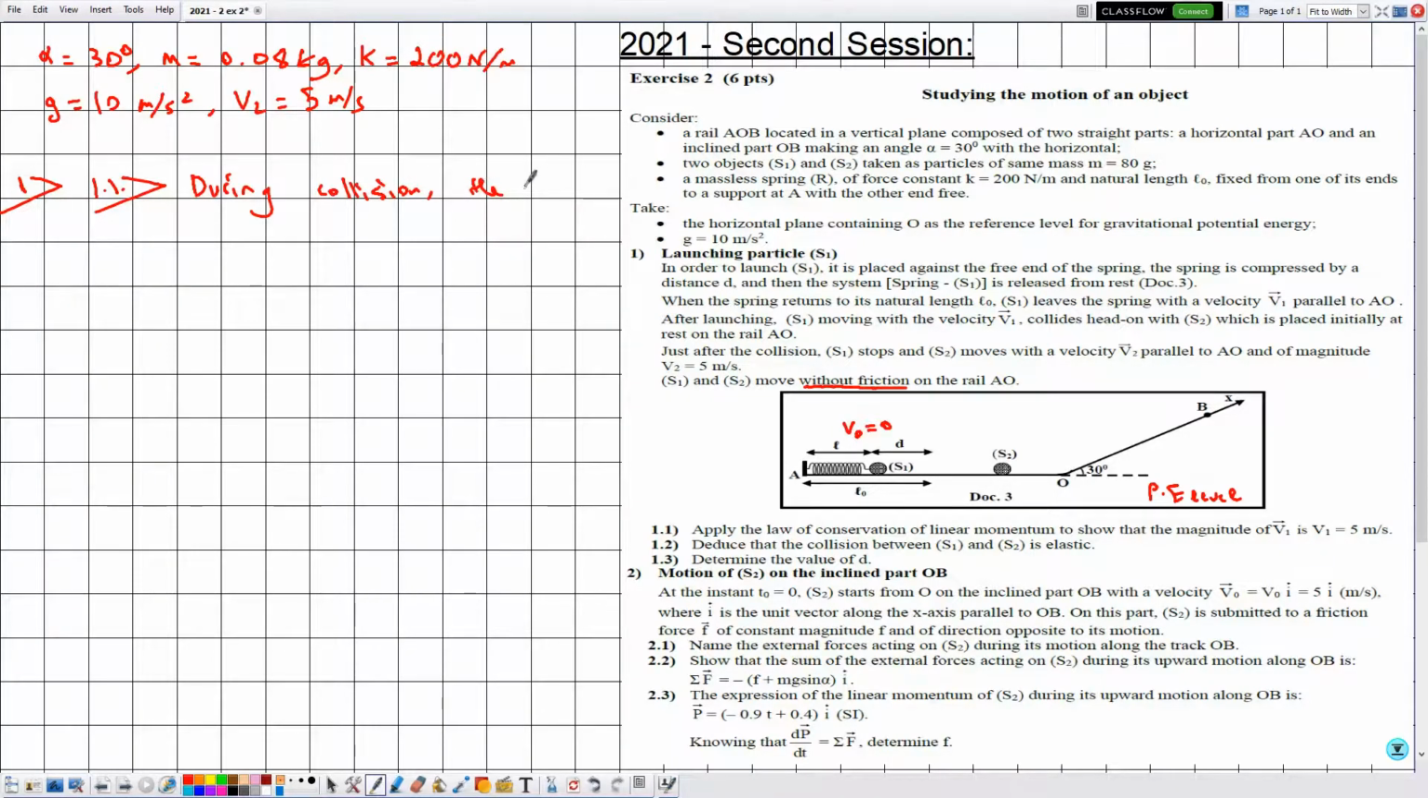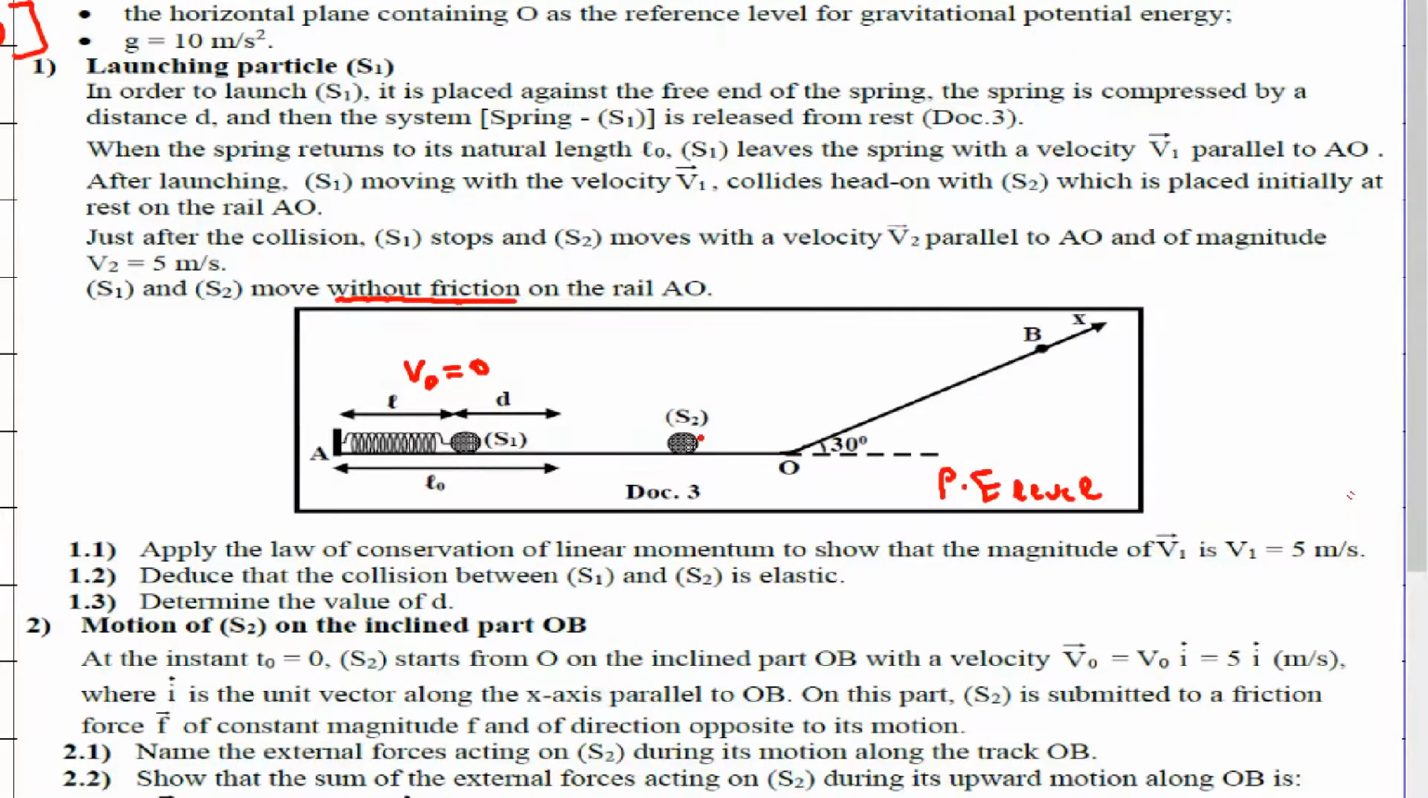the linear momentum of the system is conserved. Usually this statement is given half a mark, but we need to specify the system. The system that we are working with during collision is given by S1 and S2, and its momentum is conserved. So in this case, P initial is equal to P final. Now P initial is the sum of the momentums of S1 and S2 before collision. So before collision, S2 was at rest, while S1 was moving with the speed v1.